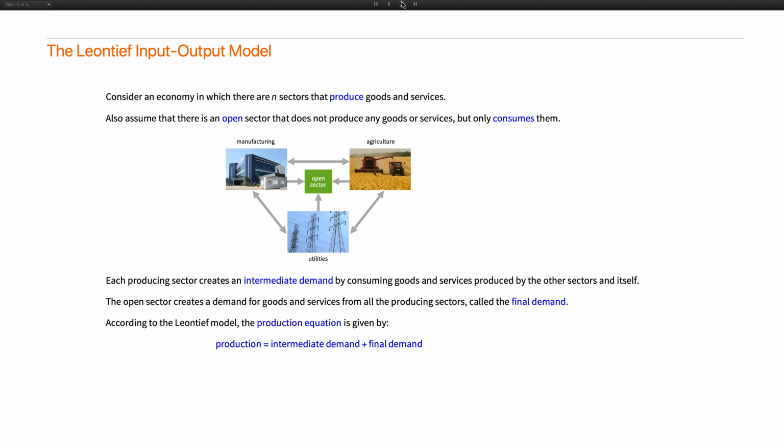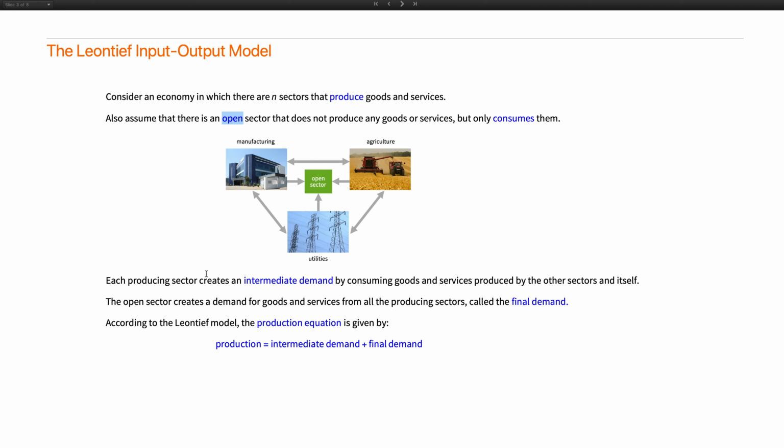Okay, so let's begin with the Leontief input-output model. Let's say you have an economy and there are n sectors that produce goods and services. And there's just one more sector called the open sector, which does not produce goods and services, but only consumes them. So here's a simple picture. You've got three sectors that produce manufacturing, agriculture, utilities, and an open sector, which you can think of as a kind of export sector, which only consumes the goods and services produced by the other three.